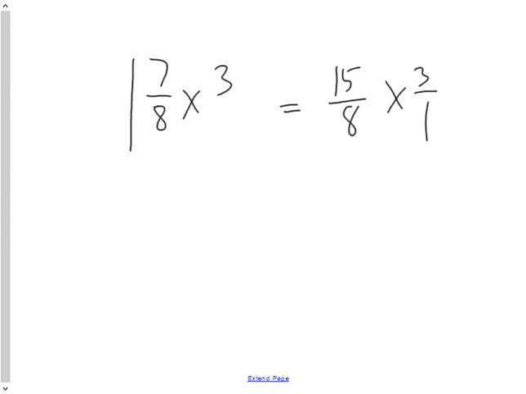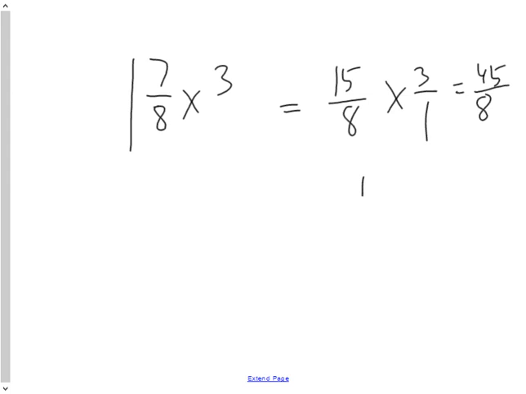Question 6 was 1 and 7/8 multiplied by 3. And again, when you have that, you should always change your mixed fractions to improper and change your whole numbers to over 1. So in this particular case, 1 and 7/8 multiplied by 3 can be thought of as 15/8 multiplied by 3 over 1. Multiply your numerators, multiply your denominators, you get 45/8, which is the correct answer.